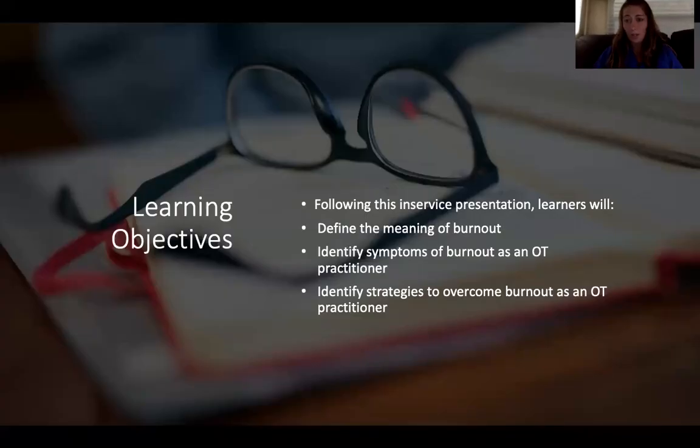For this in-service presentation, I have defined 3 learning objectives for the learner to complete by the end of the presentation. They are as follows. Number 1, the learner will define the meaning of burnout. Number 2, the learner will identify contributions of burnout as an occupational therapy practitioner. Number 3, the learner will identify strategies to overcome burnout as an occupational therapy practitioner.